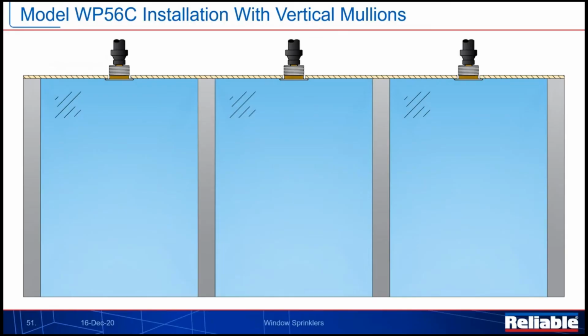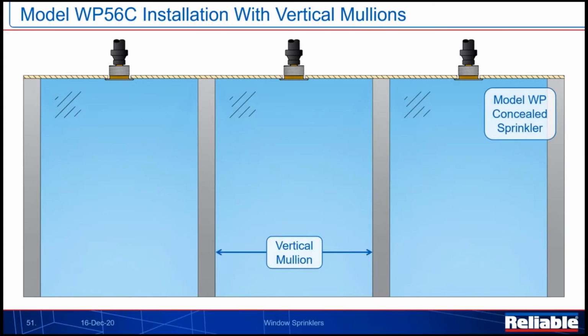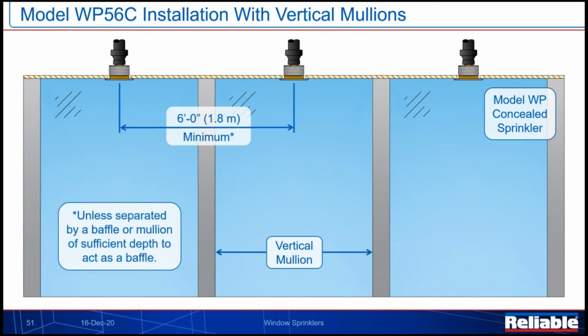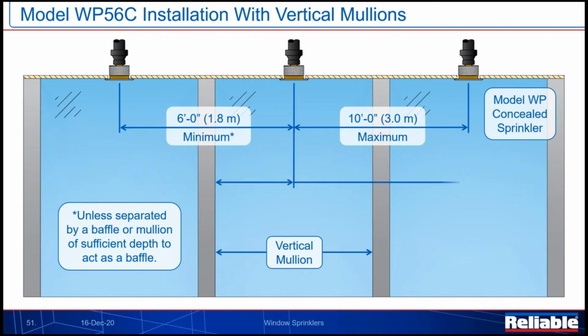If we look at the WP56C installation using vertical mullions, we have the ability to space it 6 foot minimum for cold solder unless it's separated by a baffle. And it has a maximum of 10 foot in between these sprinkler products. Now, this is the industry's best spacing offered by a concealed window sprinkler. It is 2 foot less than what we offer with our fixed frame version of the product, but it does offer a significant increase versus anything else out there. We also have a 5'6" maximum measurement off of a mullion available.